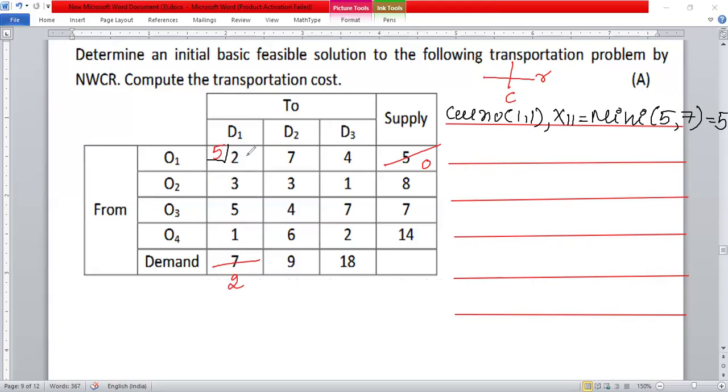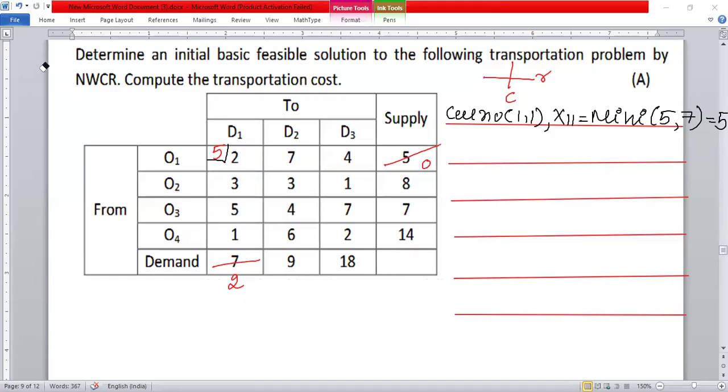Now, row 0 has happened. So now we'll move on to the next column. I repeat, row 0 happened, so we'll move on to column. Column 0 happened, we'll move on to row.